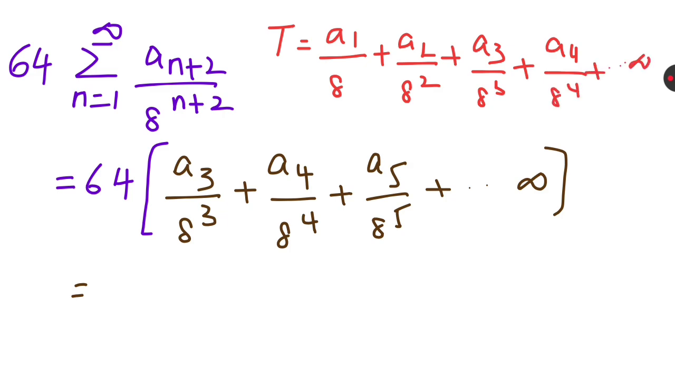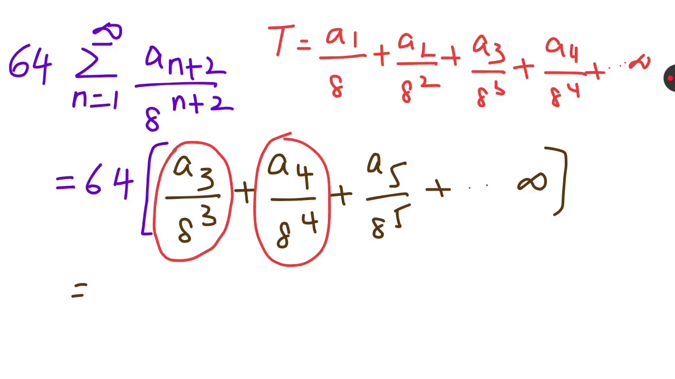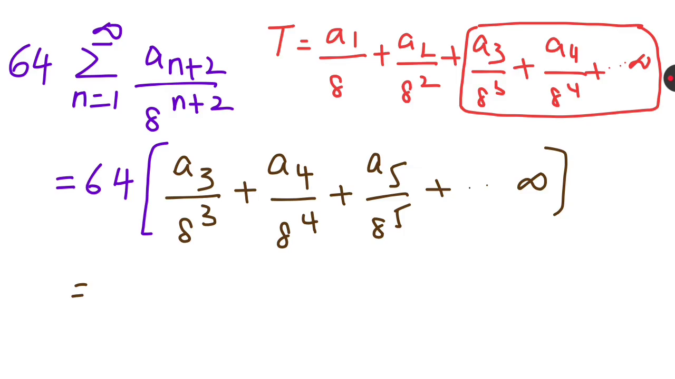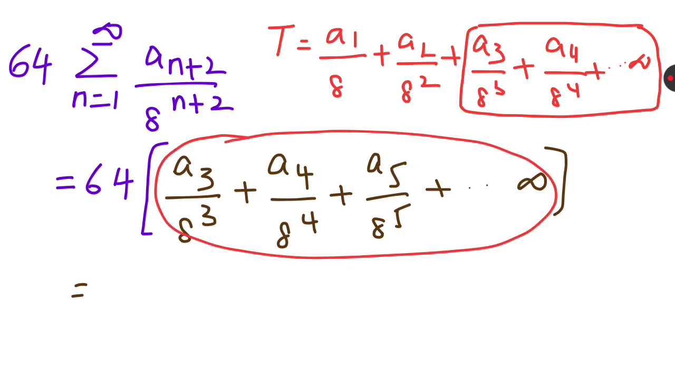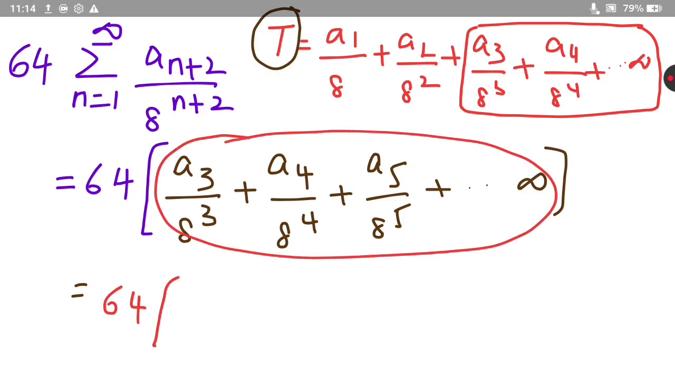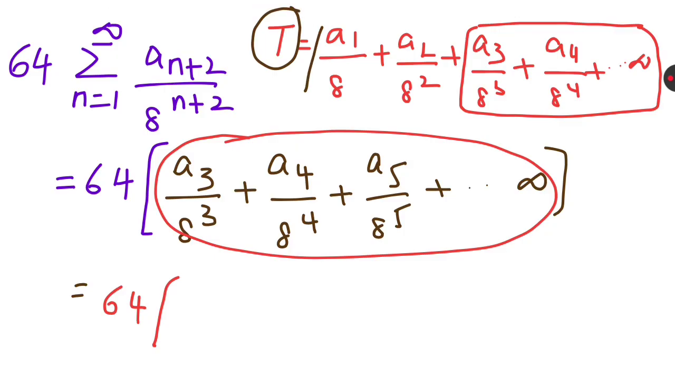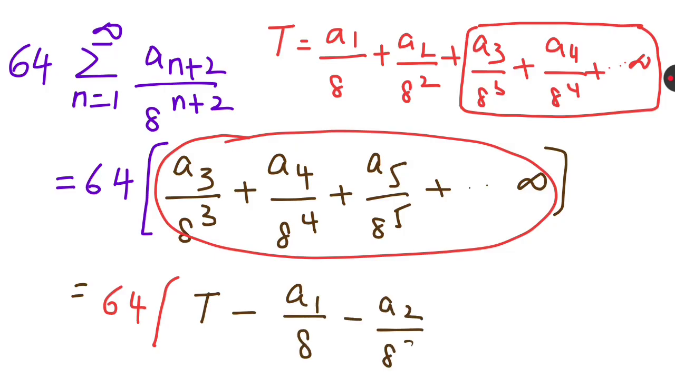Now observe this a3 over 8 raised to the power of 3, a4 over 8 raised to the power of 4, and so on to infinity, which is the same as this part, isn't it? So instead of this part, we can write this as T minus these two terms, isn't it? Capital T minus these two terms, a1 over 8 minus a2 over 8 raised to the power of 2. So this is the left hand side term.